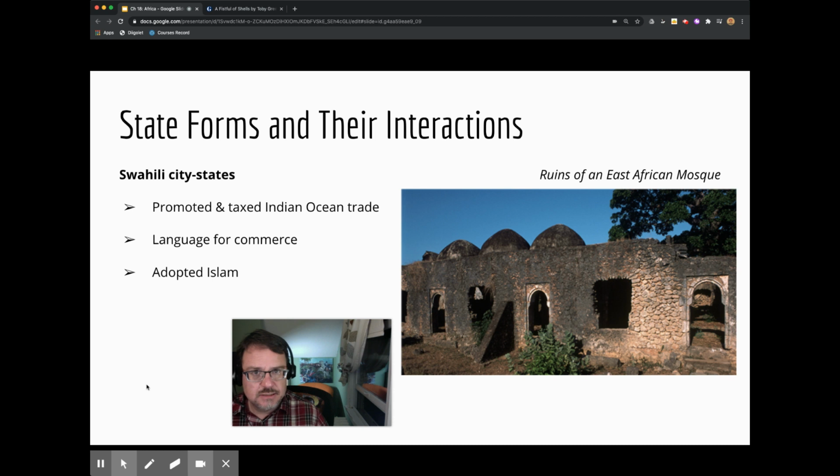Swahili, as I mentioned, developed as a language for commerce. Again, it's important to know. Sometimes the book might mislead on this a little bit. This is an African language, but it used some words from Arabic and Persian and Hindi and other languages, which shows us that it was used to communicate across cultures. These places also became Islamic.